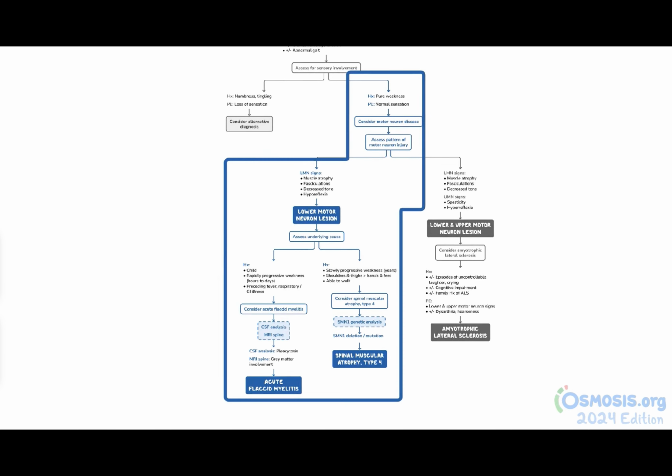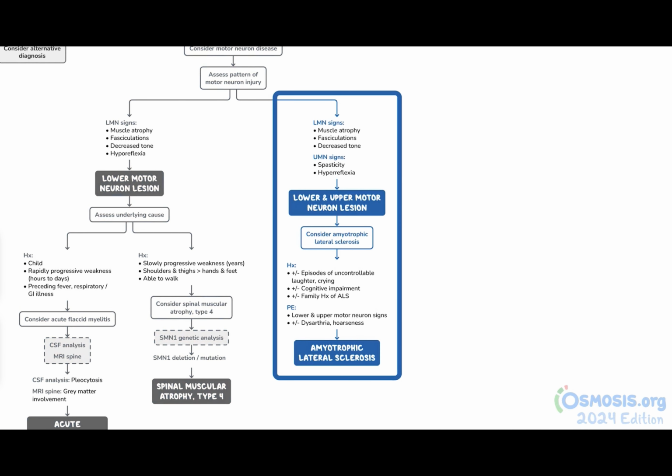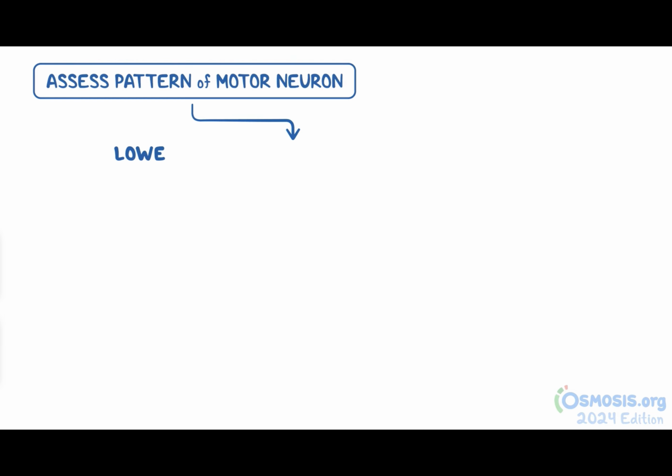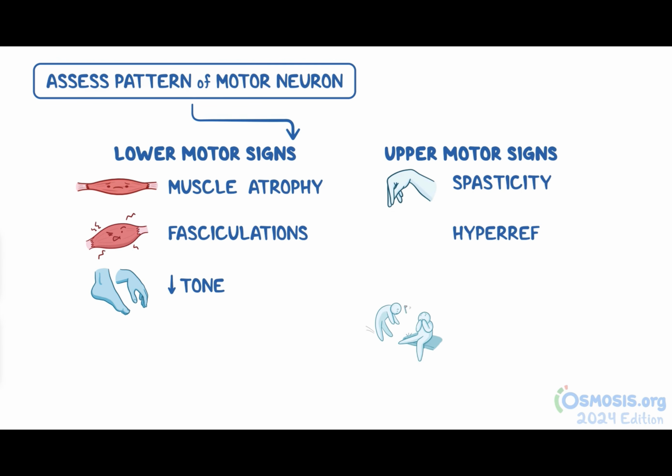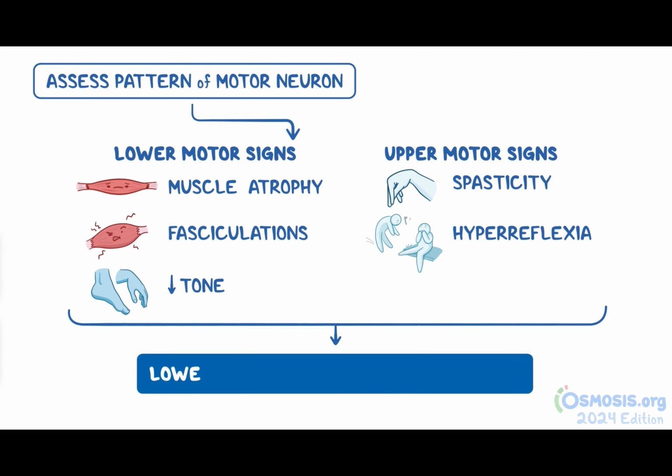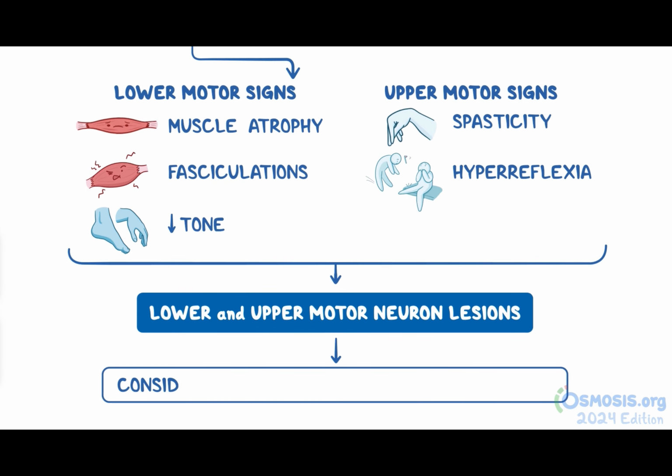Now let's step back and look at individuals with lower and upper motor neuron signs. Lower motor neuron signs are muscle atrophy, fasciculations, and decreased tone, while upper motor neuron signs are spasticity and hyperreflexia. In this case, think of conditions associated with both lower and upper motor neuron lesions. More specifically, you should consider amyotrophic lateral sclerosis, or ALS.